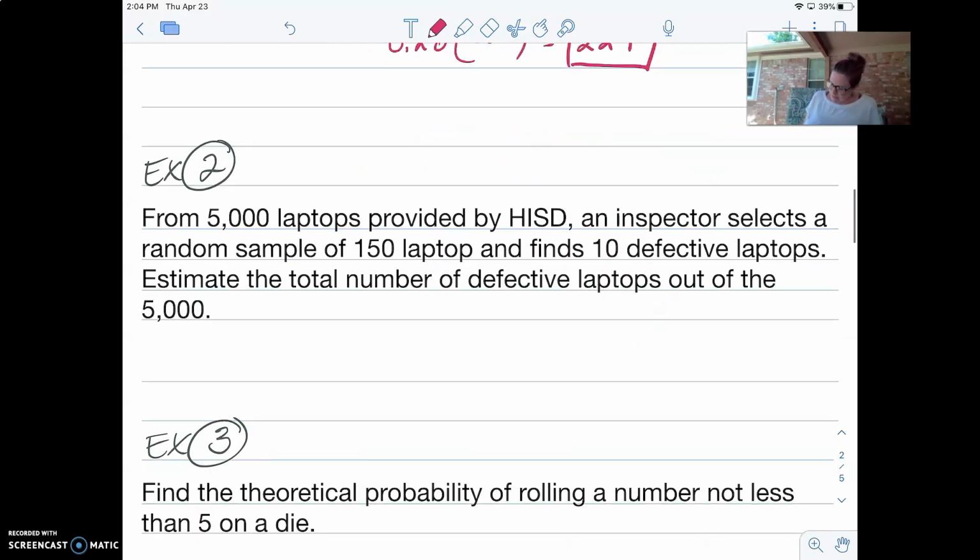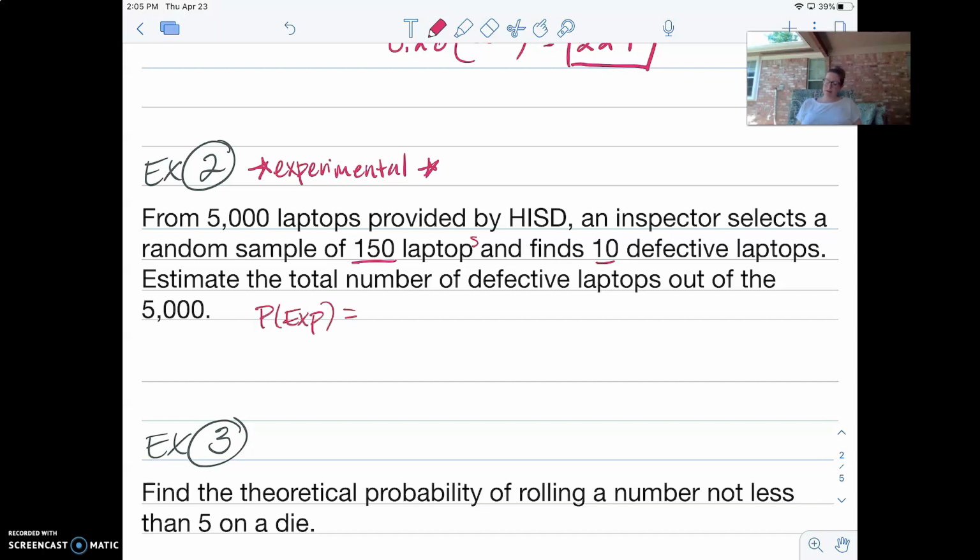Let's look at this other example. Looks like this one is also going to be another experimental one. We'll get to the theoretical in a second. So experimental. It says from 5,000 laptops provided by HISD, an inspector selects a random sample of 150 laptops, and finds 10 of them defective. Estimate the total number of defective laptops. So what that means is first we have to do part A and then we'll do part B. So part A is the experimental probability.